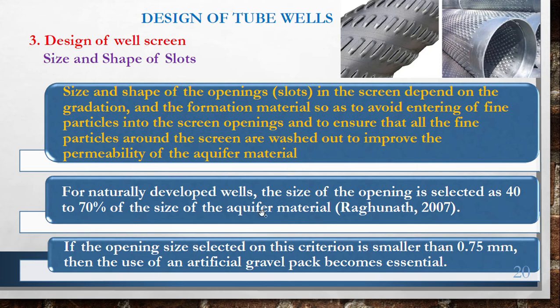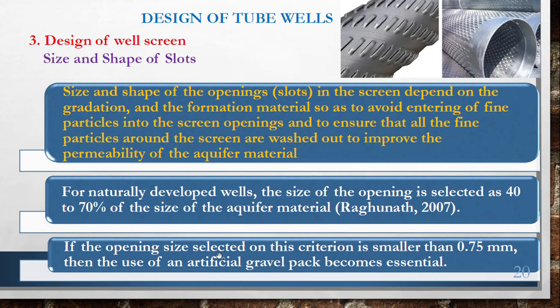For a naturally developed well, the size of the opening is selected as 40 to 70% of the size of the aquifer material. Since we are placing the screen to restrict the formation material from entering into the well, the screen size or the slot size should be lesser than that of the formation material. That's the important thing to be noted. Slot size should be lesser than that of the formation material if you are not providing a gravel pack. So that should be 40 to 70 percent of the size of the aquifer material. That is preferable. These values are taken from Raghunath 2007.